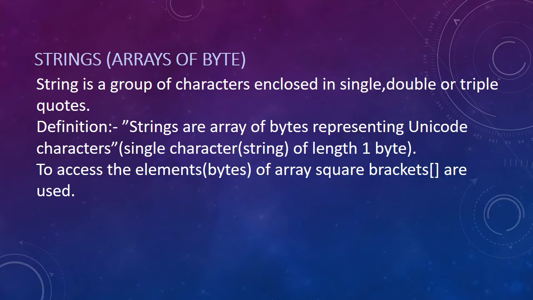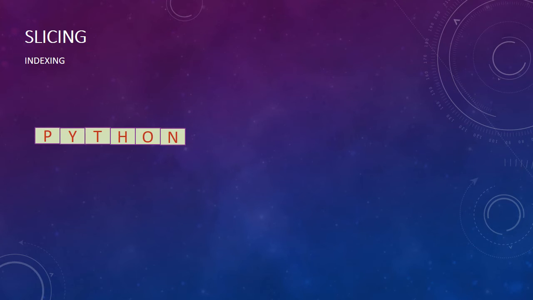Okay, now to access the elements of a string, that means the characters of a string, we need to use the square bracket that we have already seen in list and other sequences. Here also we are going to use the same. Is that clear? Okay. So now we are going to see the slicing of string.